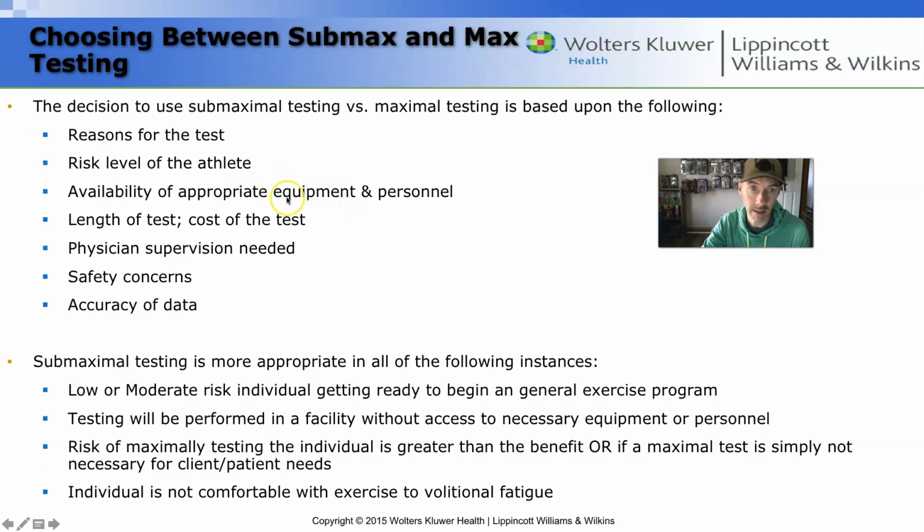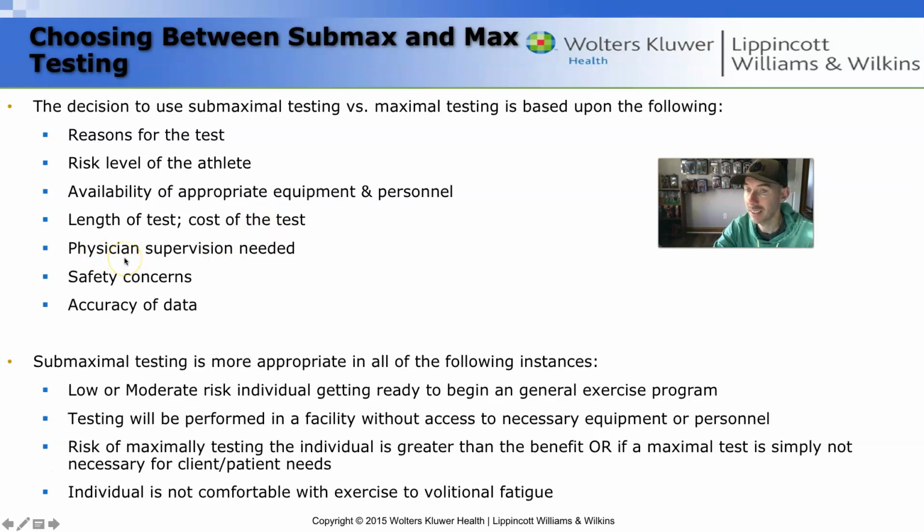The equipment, right? Most gyms, no gyms really, are going to have that $30,000 machine that we have in our lab. So in most commercial settings, you're going to have to use submax testing. Submax testing only requires a treadmill and a heart rate monitor. You can even get away with less than that. Usually submax tests are shorter in duration, which could be good if you're strapped for time. They usually cost a lot less as well.